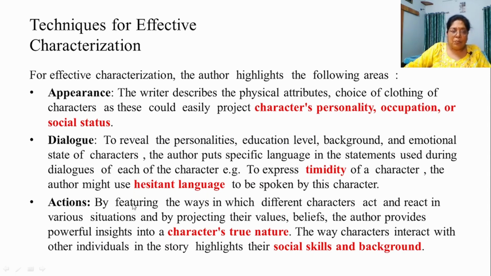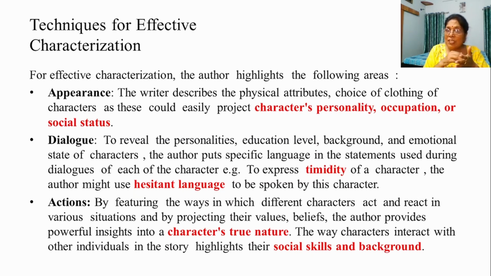Now the actions. By featuring the ways in which the different characters act and react in various situations, and by projecting their values, beliefs, the author provides powerful insight into the character's true nature. So one thing is the outward appearance, another thing is the inward. What is the nature of the character? So how would the nature of the character be projected to the reader?